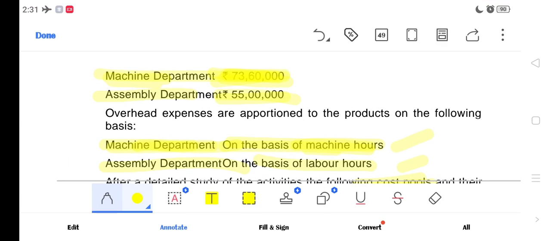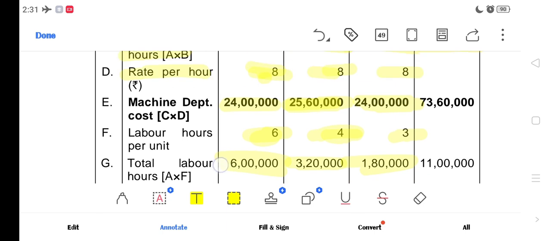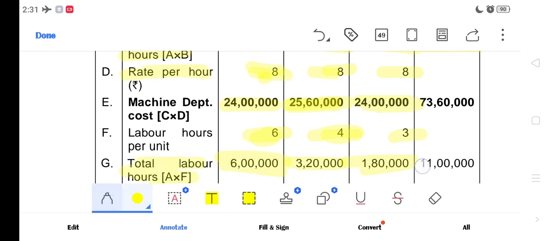And the same with the assembly department also. 55 lakh is there. How will you get per hour rate? This assembly department is based on labor hours, he says. So you have to calculate total labor hours first, and if you divide this 55 lakhs with total labor hours, you get per hour rate, right? So how many total labor hours are there? Total labor hours 11 lakh.